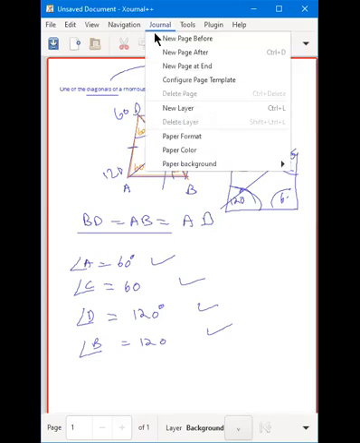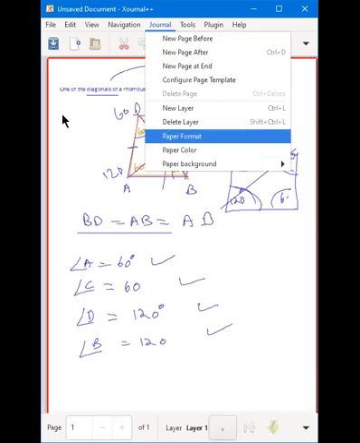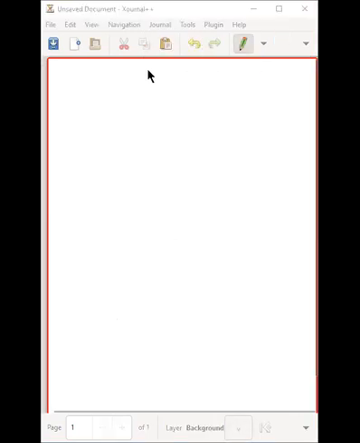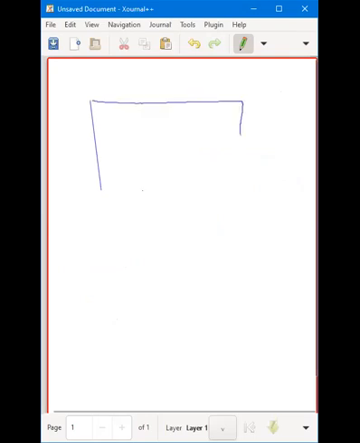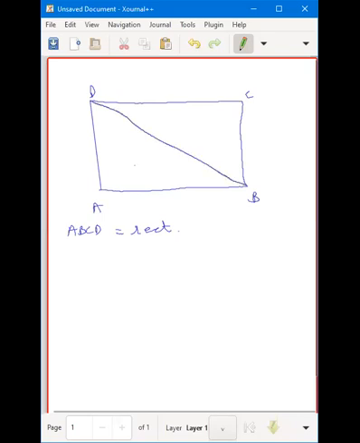Okay, let's do another one. We are given a rectangle ABCD. We have the two diagonals of the rectangle, AC and BD. They intersect at the point O as usual, right?